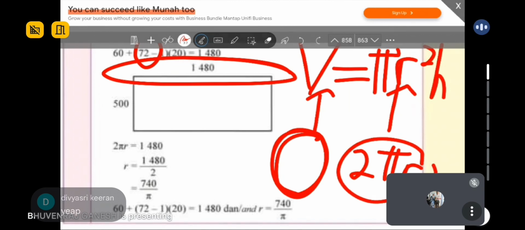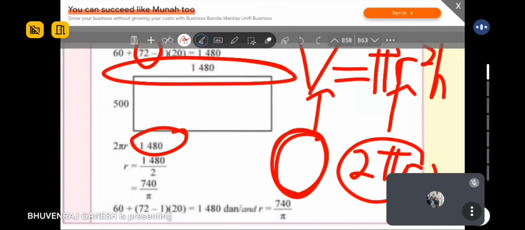Okay, ini adalah rumus untuk lilitan bulatan. So it's equal to the 1480. Okay, you must imagine, guys, a bit how the cylinder looks like. You can use your water bottle as an example. This is the 1480. This is the 500. So your height is 500 and then 1480. So you can refer to your water bottle.